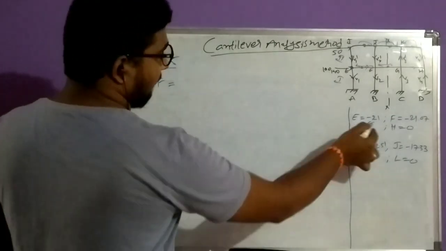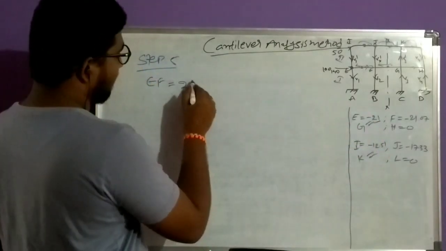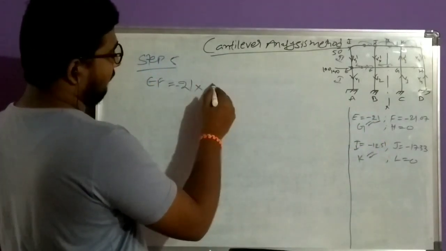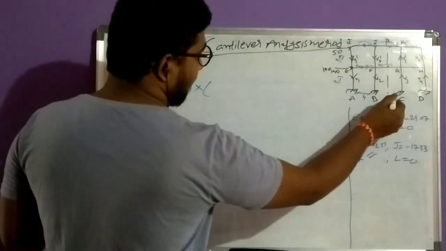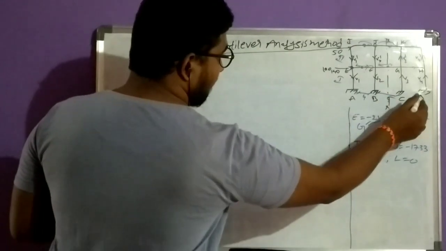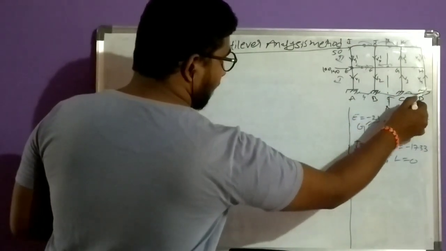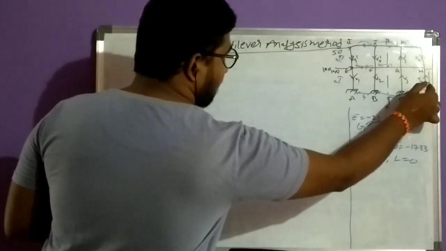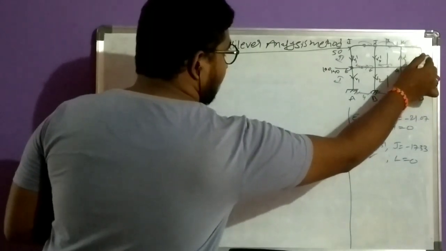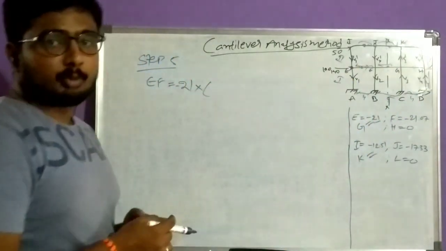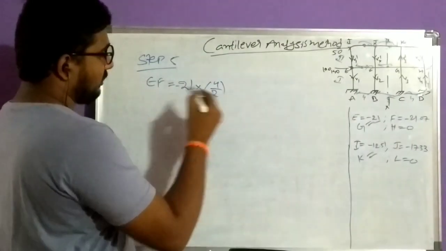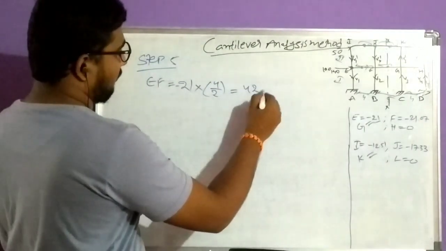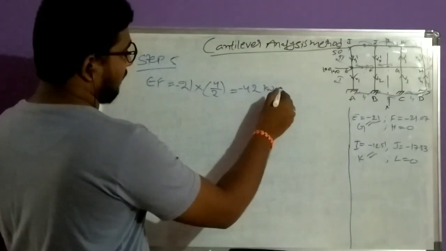For EF, we know the shear value at E is 21 into span. This is the problem we took: 4 meter span, 5 meter and 4 meter, and the story height is also 4 meters. So here we know the story height, so we will get the value of 42 kilonewton meter.